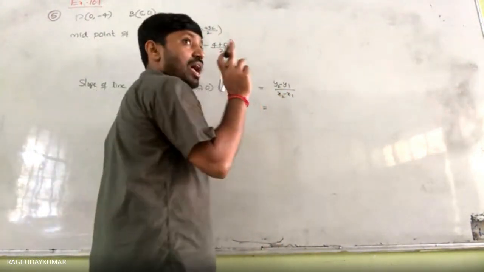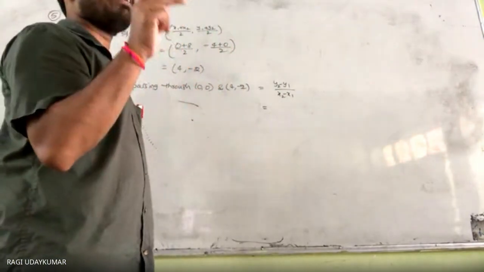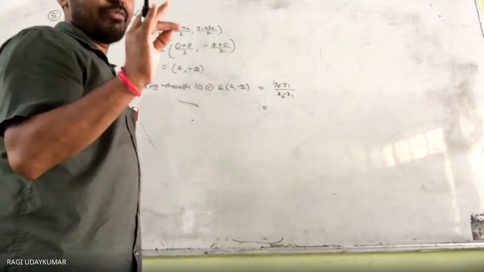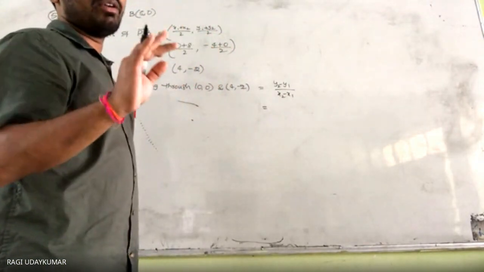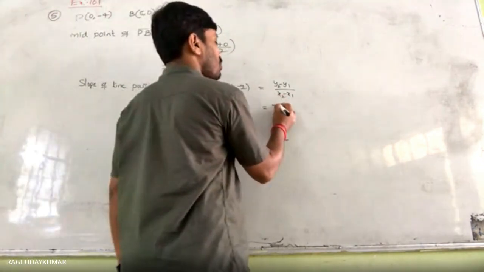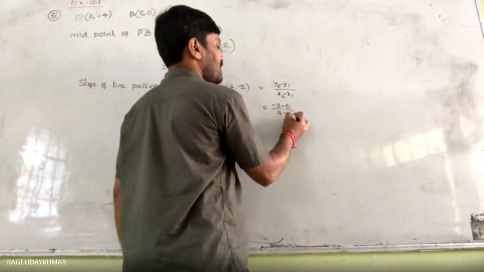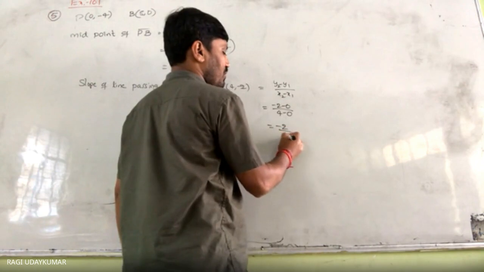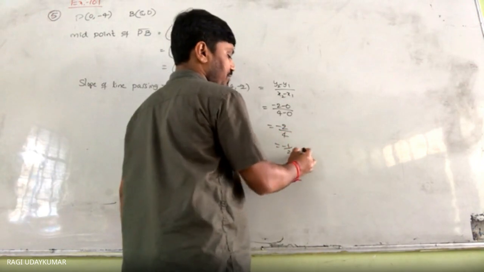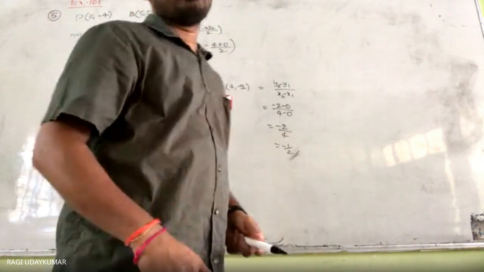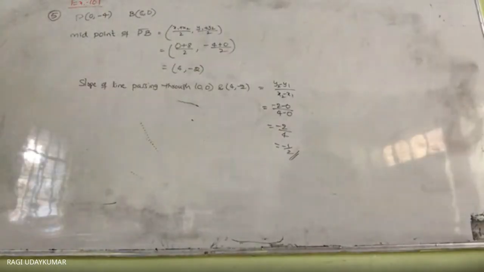Minus y2. So be careful. This is the mistake usually made by you people. (-2 minus 0) by (4 minus 0). So we are going to get -2 by 4, which is equal to -1/2. This is the slope of the line. Okay.